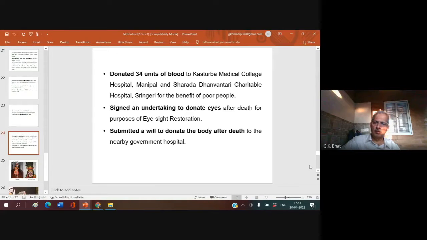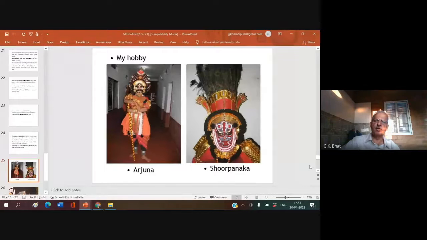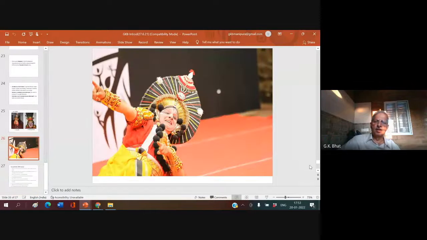And I donated blood to the extent of 34 units, signed an undertaking to donate my eyes after death, and submitted a will to donate my body after death. And this is my hobby. This was my hobby. Now I am not pursuing it, but I like it very much. And this was about 3 years back, in one of the functions that I had given during the Teachers' Day celebration.